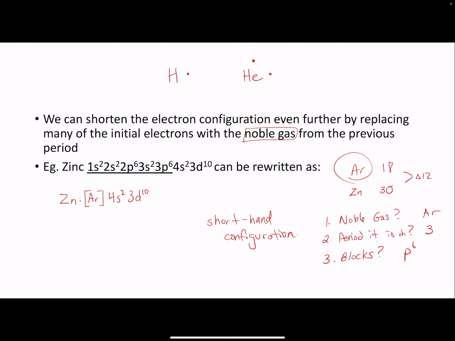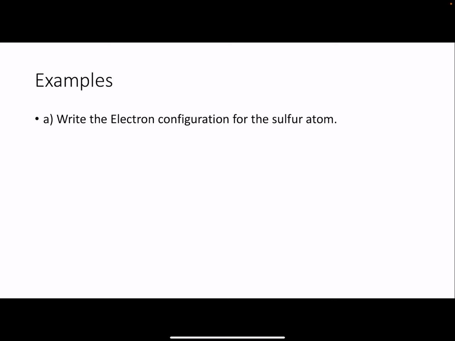So, in general, how do you know what to replace? You're going to replace everything up to the last P orbital with the noble gas. And then the rest of the electron configuration can stay. And we'll do some examples with this. Okay? So rewatch that explanation if you need to. The next one might be a little bit shorter to help out now that we've gone through it.